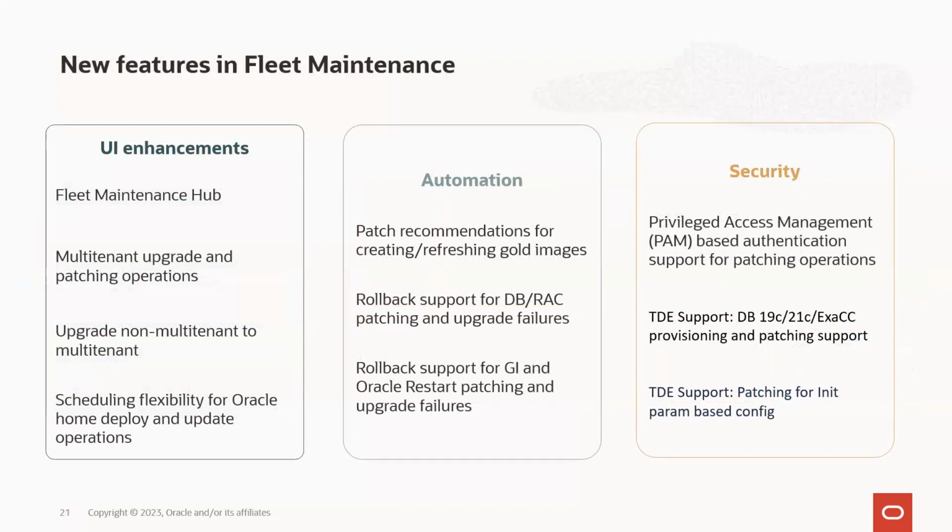We continue to add more capabilities to fleet maintenance. In the past few months, we have expanded our UI capabilities. Now, you can upgrade a database instance to PDB. You can roll back grid infrastructure and Oracle Restart failures. You can upgrade and patch pluggable databases. You can now use the chaining option in deploy and update operations. From a security perspective, we have PAM integration in place. You can use the PAM solution during the update and upgrade process. We are now also supporting TDE-enabled databases by making use of an init file. And finally, we have APIs and CLIs for getting patch recommendations information that can be used for refreshing your gold images.